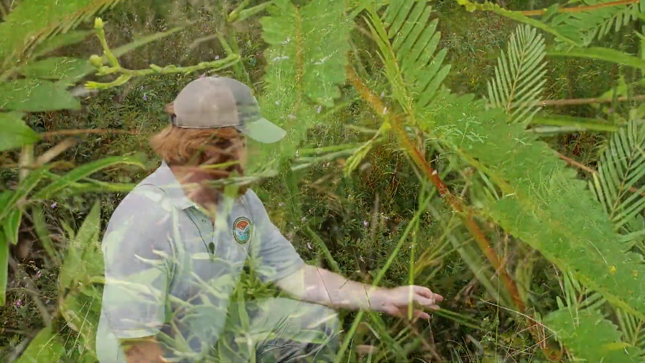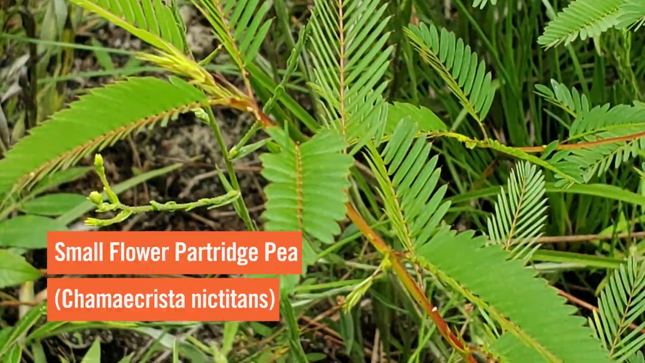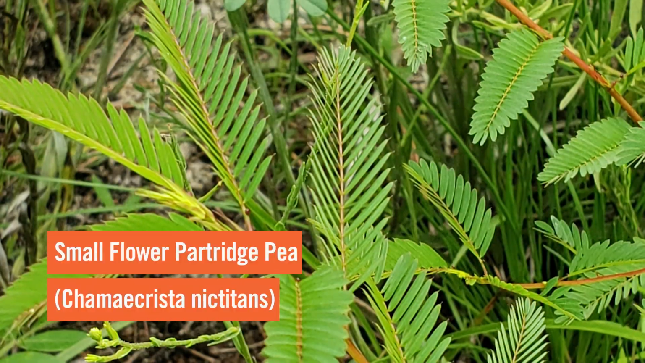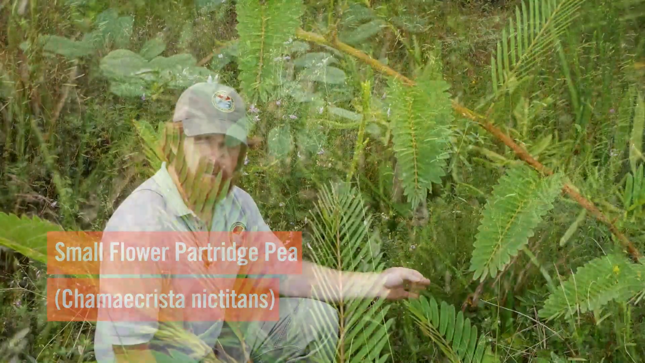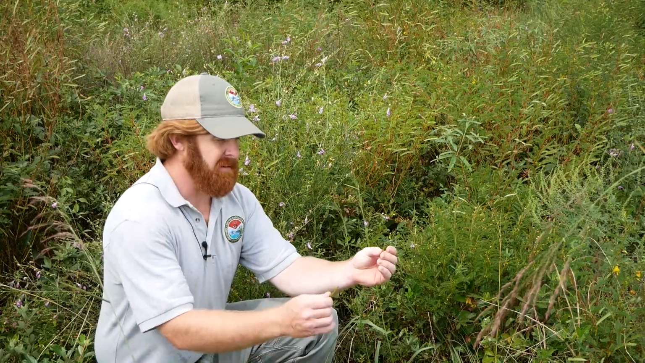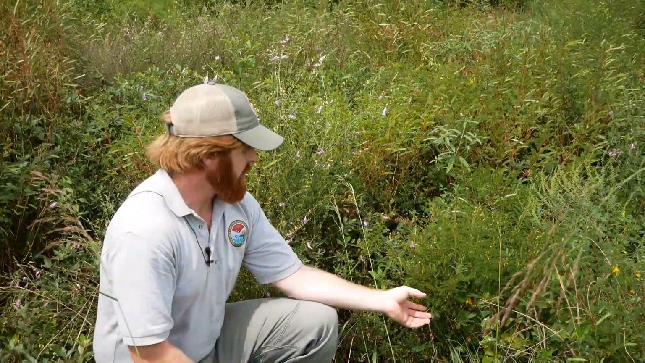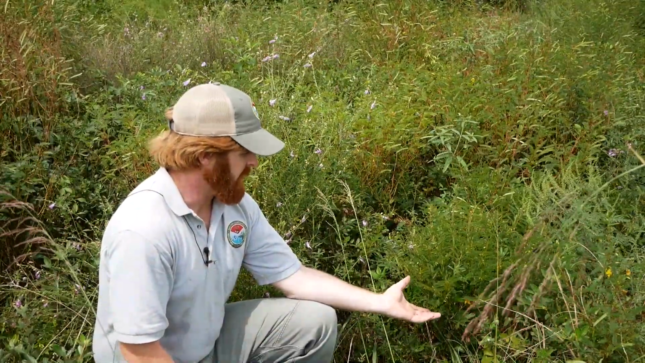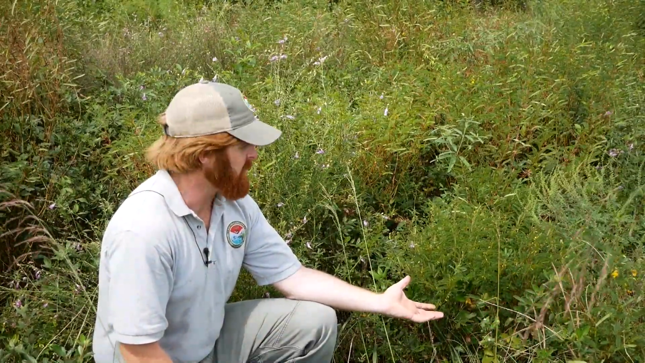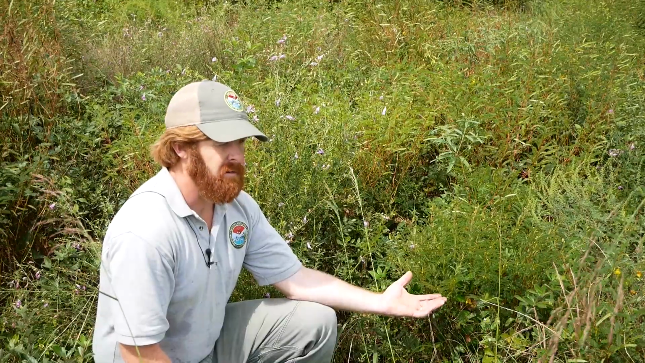This is small flowered partridge pea, also a very good insect attractor, has smaller yellow flowers on it. The peas are about half the size of the large flowered partridge pea, but once again it's a great insect producer, and it's stimulated by growing season fire and winter disking.